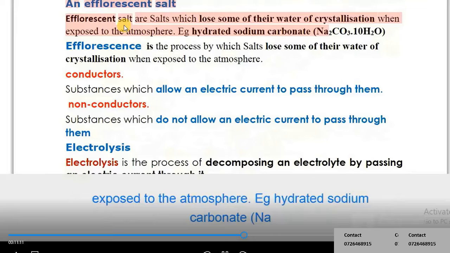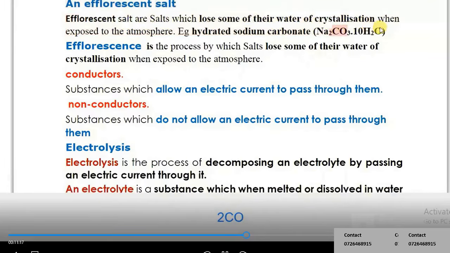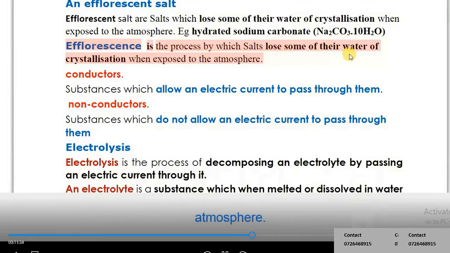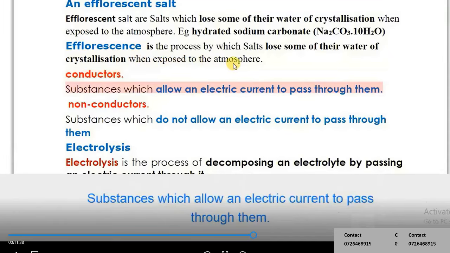Efflorescent salts are salts which lose water of crystallization when exposed to the atmosphere. They lose their water to the atmosphere. Example is sodium carbonate decahydrate. Efflorescence is the process by which salts lose some of their water of crystallization when exposed to the atmosphere.